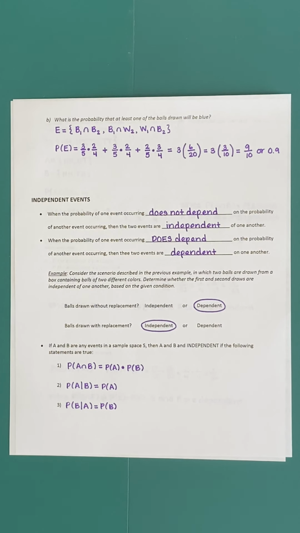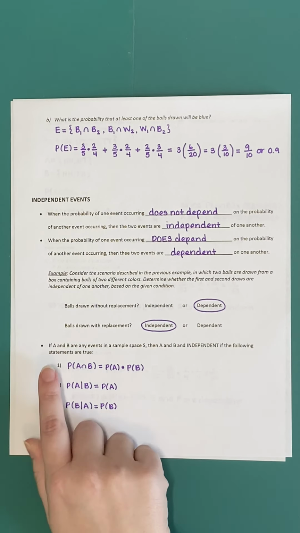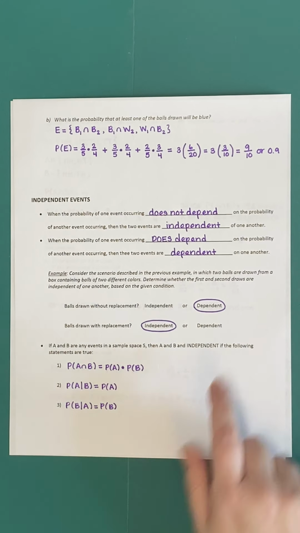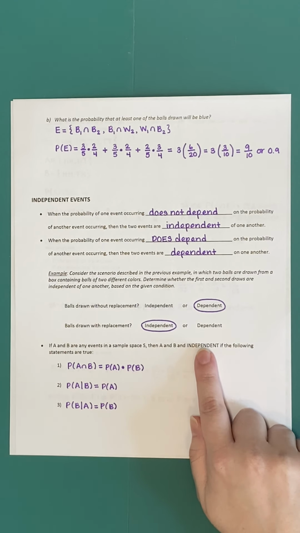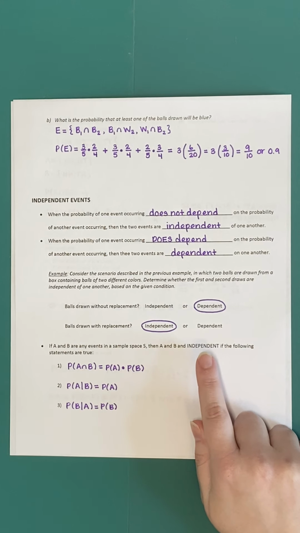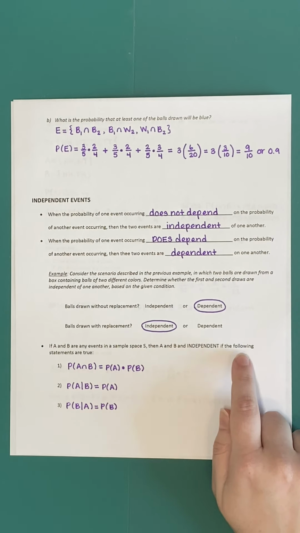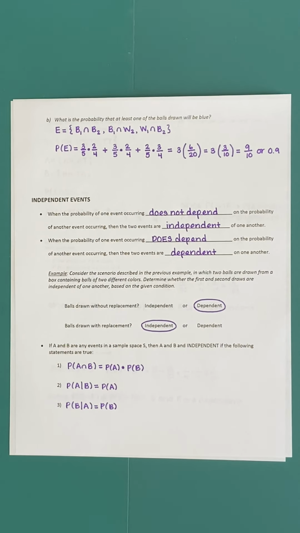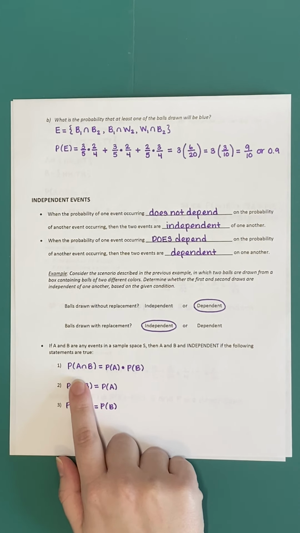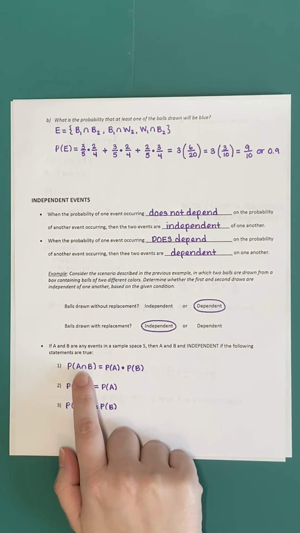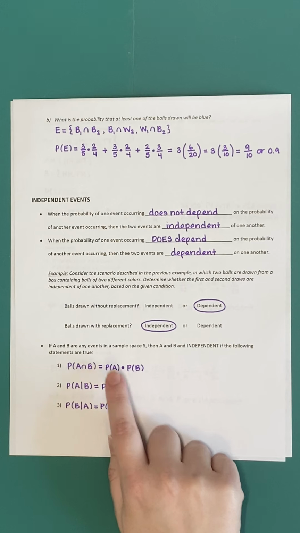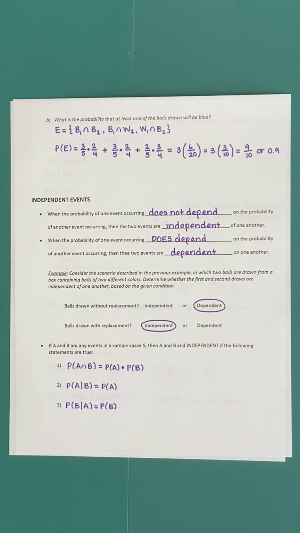So there's actually a way to determine algebraically whether events are going to be dependent or independent just based on their probabilities. So say we're comparing A and B in our sample space. A and B are independent, in other words, one occurring does not affect the other, if the following statements are true. So number one, if the probability of the intersection is just the product of our probabilities, then we know that the events are not dependent. They are independent of one another.